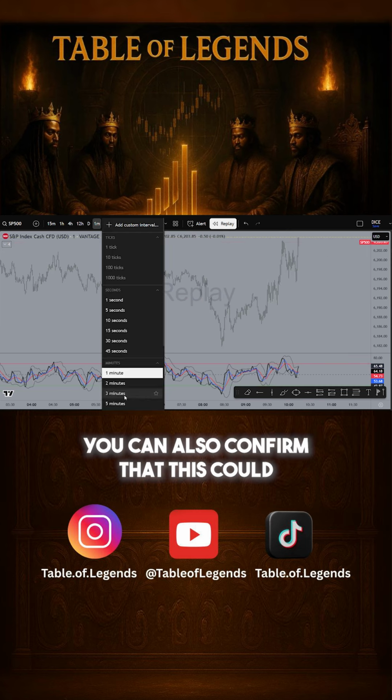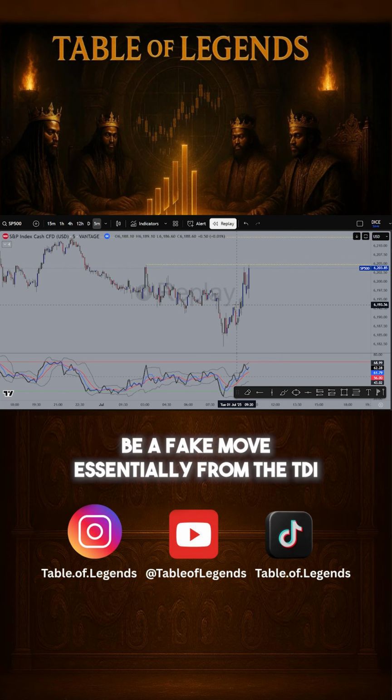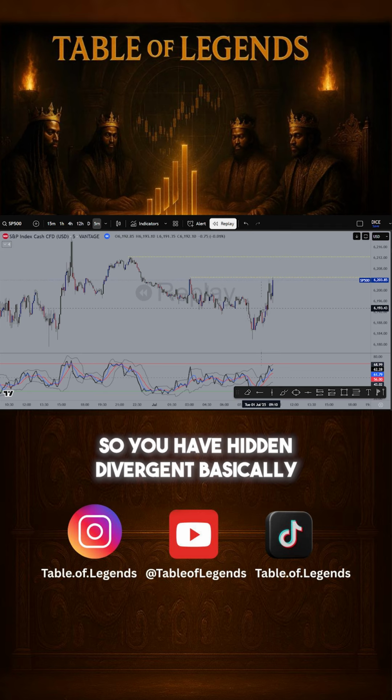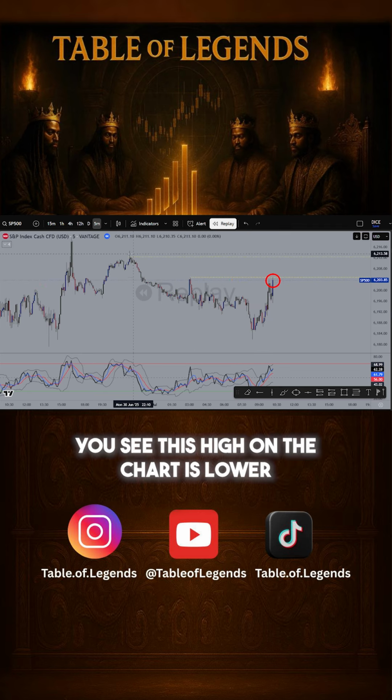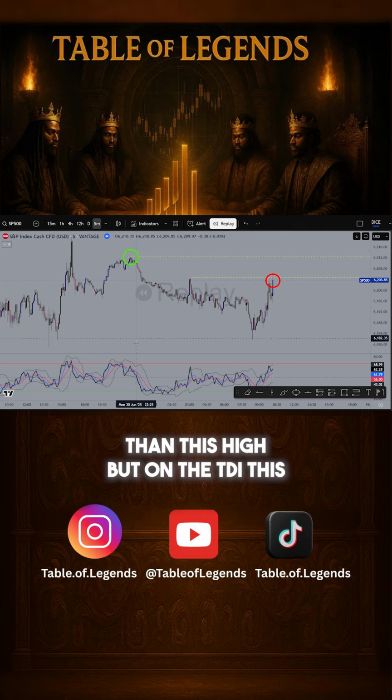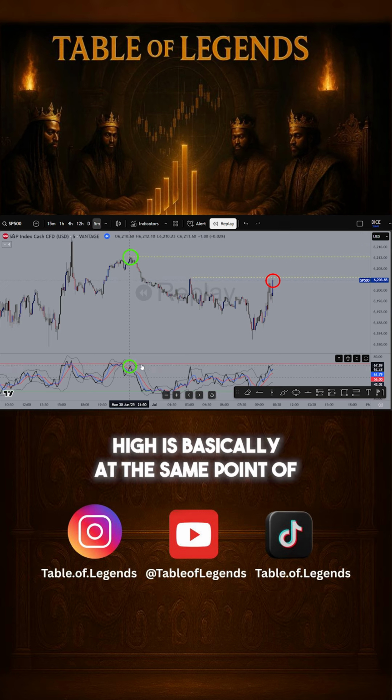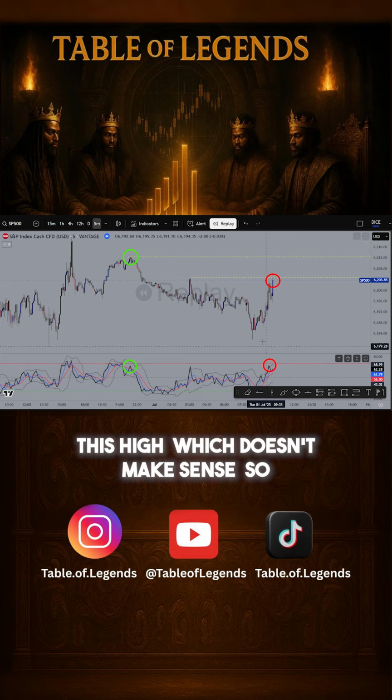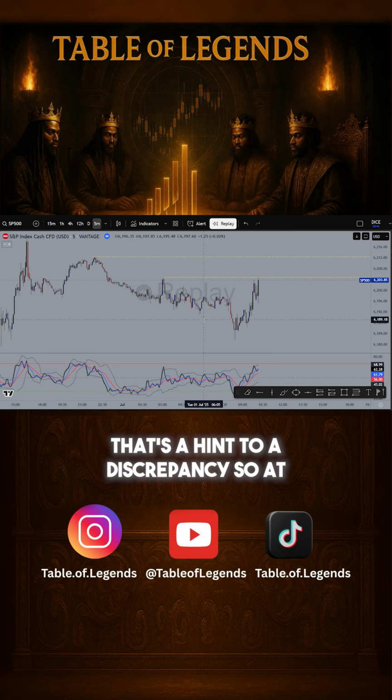You can also confirm that this could be a fake move essentially from the TDI. So you have hidden divergence. Basically, you see this high on the chart is lower than this high, but on the TDI, this high is basically at the same point as this high, which doesn't make sense. So that's a hint of a discrepancy.